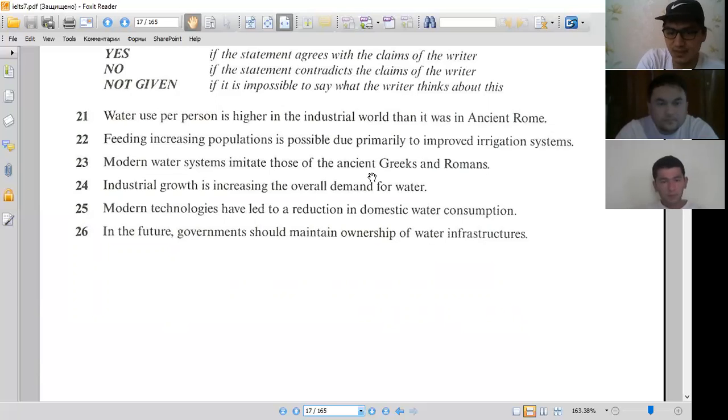Water system. No, Greeks and Romans, right? Greeks and Romans. Yes, Greeks and Romans. And modern water systems. Modern. So, there should be modern water systems.